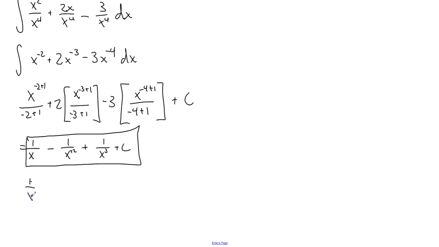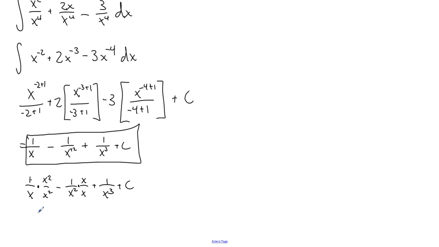I get 1 over x, so that'll be times x squared over x squared, minus 1 over x squared times x over x, and then minus 1 over x to the third, it should be plus, then plus some constant c, which will give you a final answer. So we'll put a big or: x squared minus x plus 1 all over x to the third plus some constant c, and that would be our final answer.